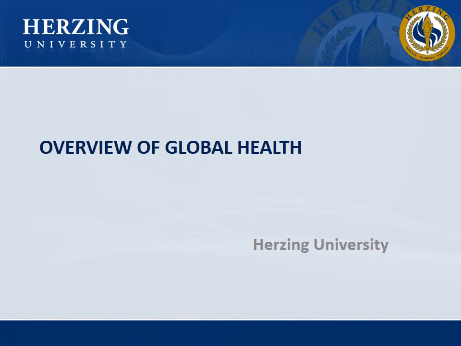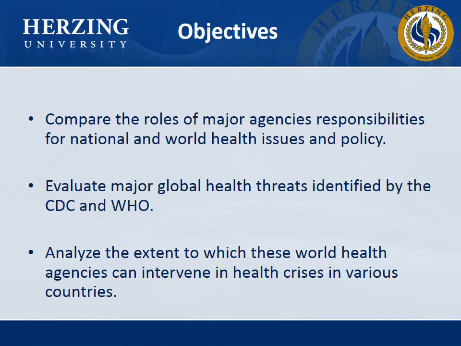This week, we will be discussing an overview of global health. The objectives for this week are to compare the roles of major agencies, responsibilities for national and world health issues and policy, evaluate major global health threats identified by the CDC and WHO, and to analyze the extent to which these world health agencies can intervene in health crises in various countries.